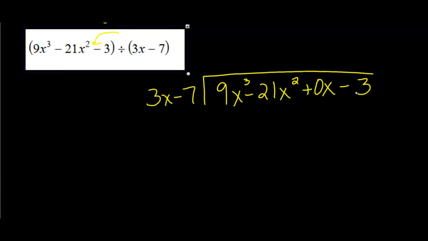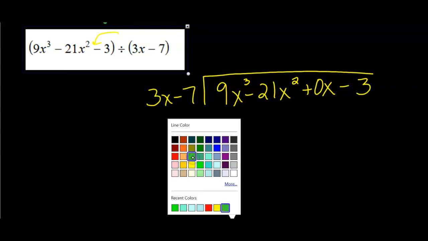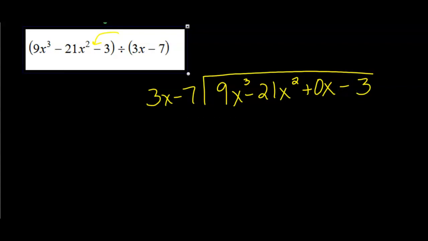And now I can do my division algorithm. So I'm going to do this one a little quicker than I did the one before, so this video doesn't get too long. You can always pause it, rewind if you need to. Okay, so you're always dividing by the first term here. So here's what we're thinking. 9x cubed divided by 3x. 9 divided by 3 is 3. X cubed divided by x is x squared. So I'm going to put my 3x squared above my 21x squared.